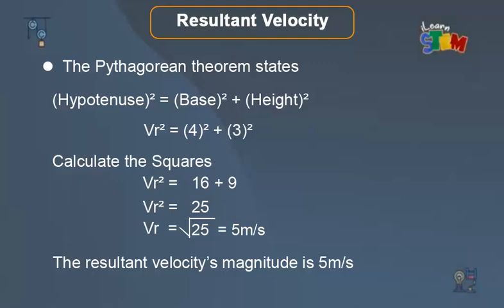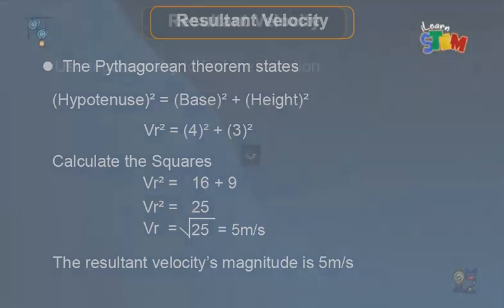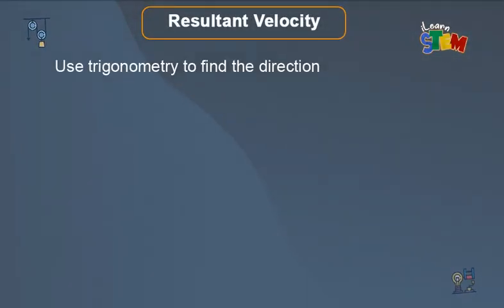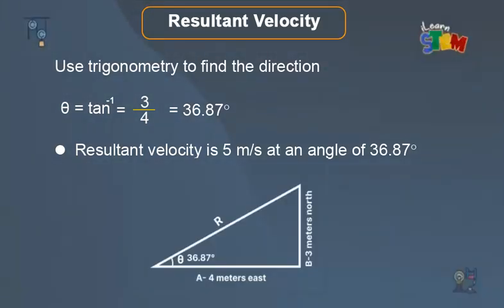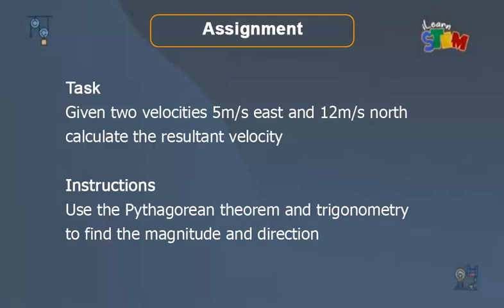Next, let's find the direction. Now, use trigonometry to find the direction. Theta equals tan to the power minus 1 of 3 divided by 4, which gives us 36.87 degrees. Very simple. This is how we calculate the overall velocity when an object changes direction. You're making progress, keep it up.